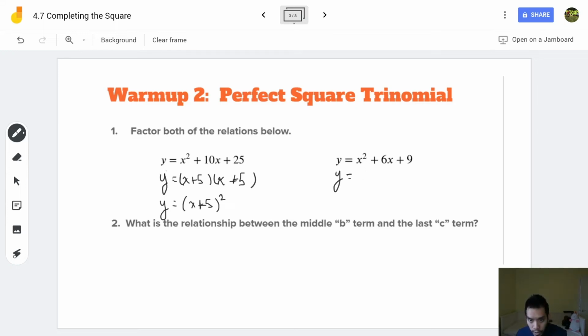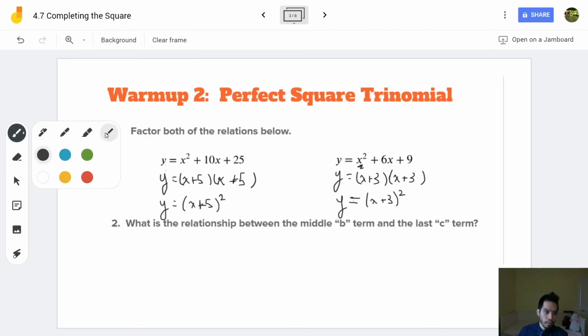Y equals, we have to factor this. So let's set up our two binomials. Again, two things that multiply to x squared are x and x. Two numbers that multiply to 9 and add to 6 are both 3 and 3. Again, it's factored form, but it's also kind of vertex form, by having a binomial squared.